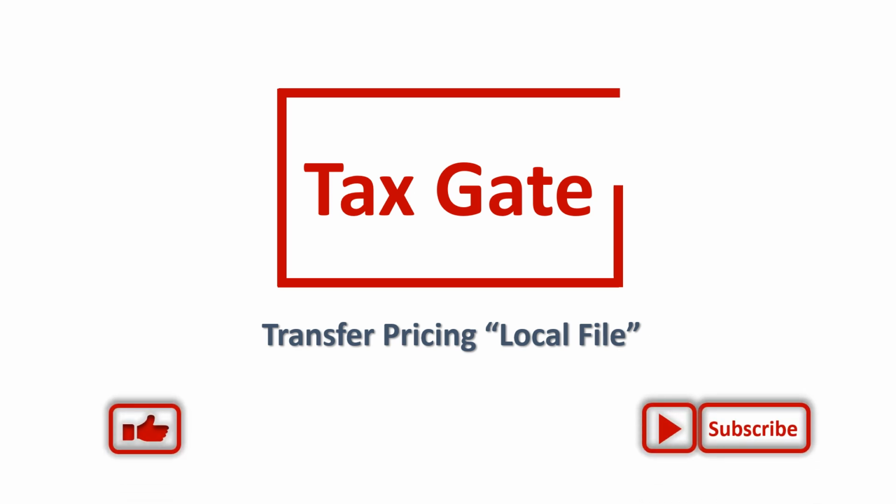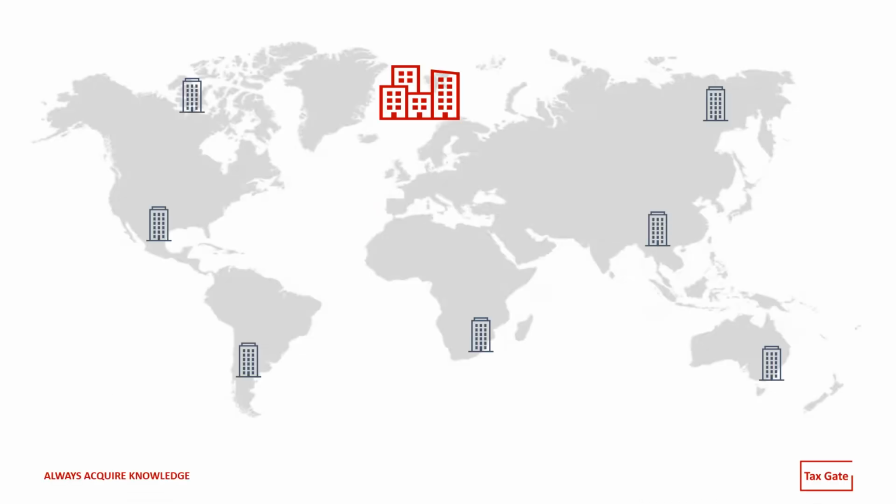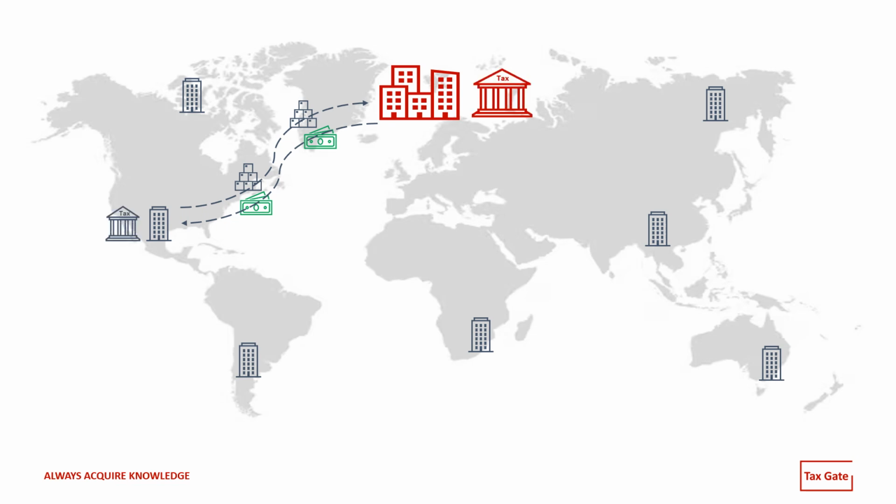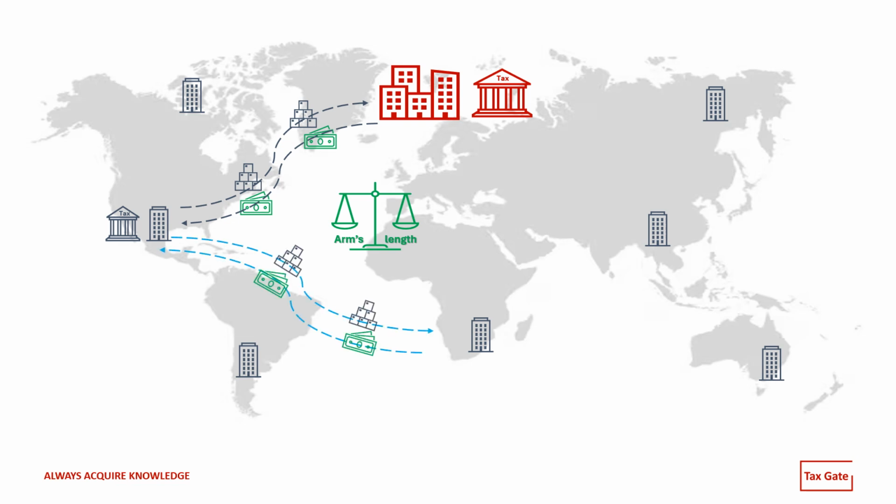Before we dive into the local file, let's start with the basics. Transfer pricing refers to the prices charged for goods, services, and intellectual property between companies within the same multinational group. Here, tax authorities require these transactions to follow the arm's length principle, which means that they should be priced the same way as transactions between independent parties.